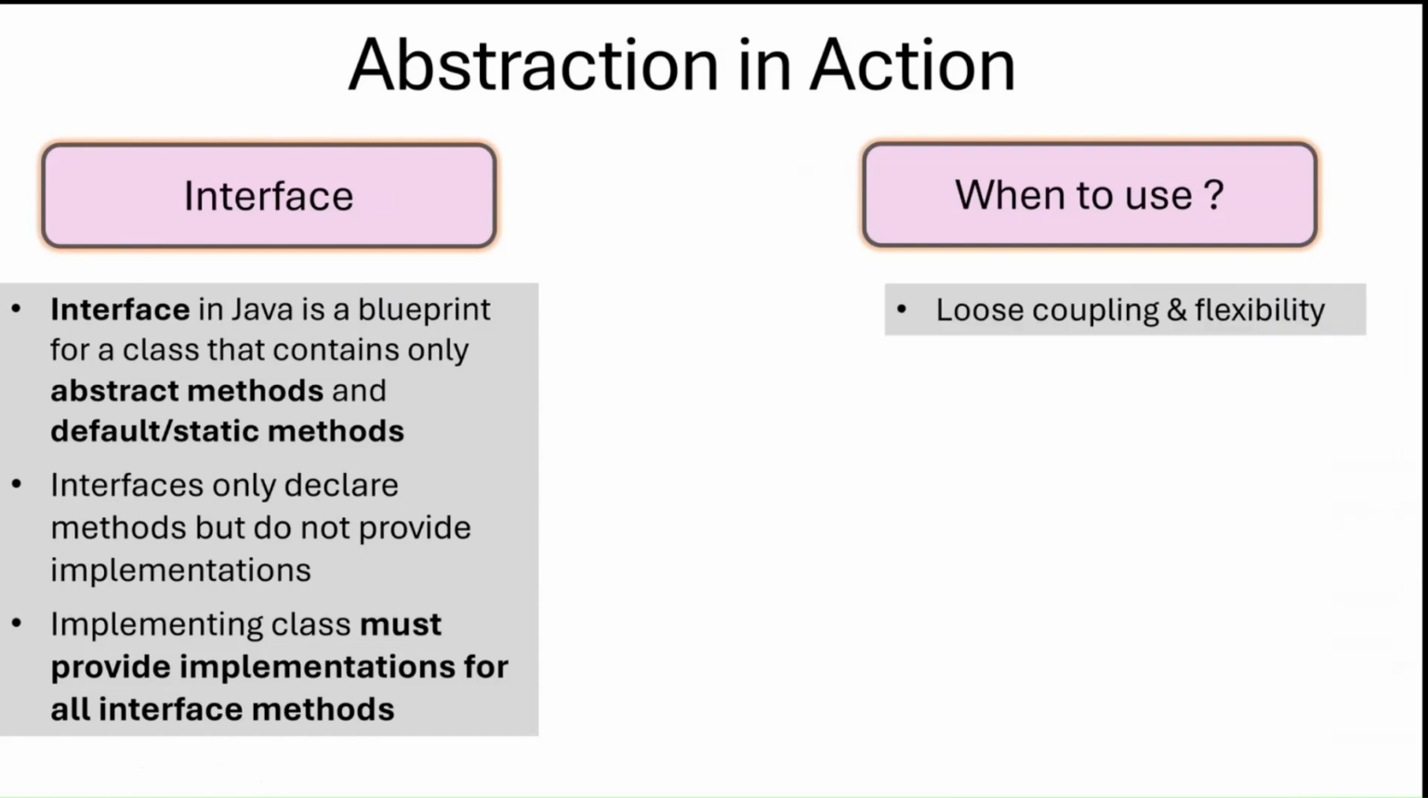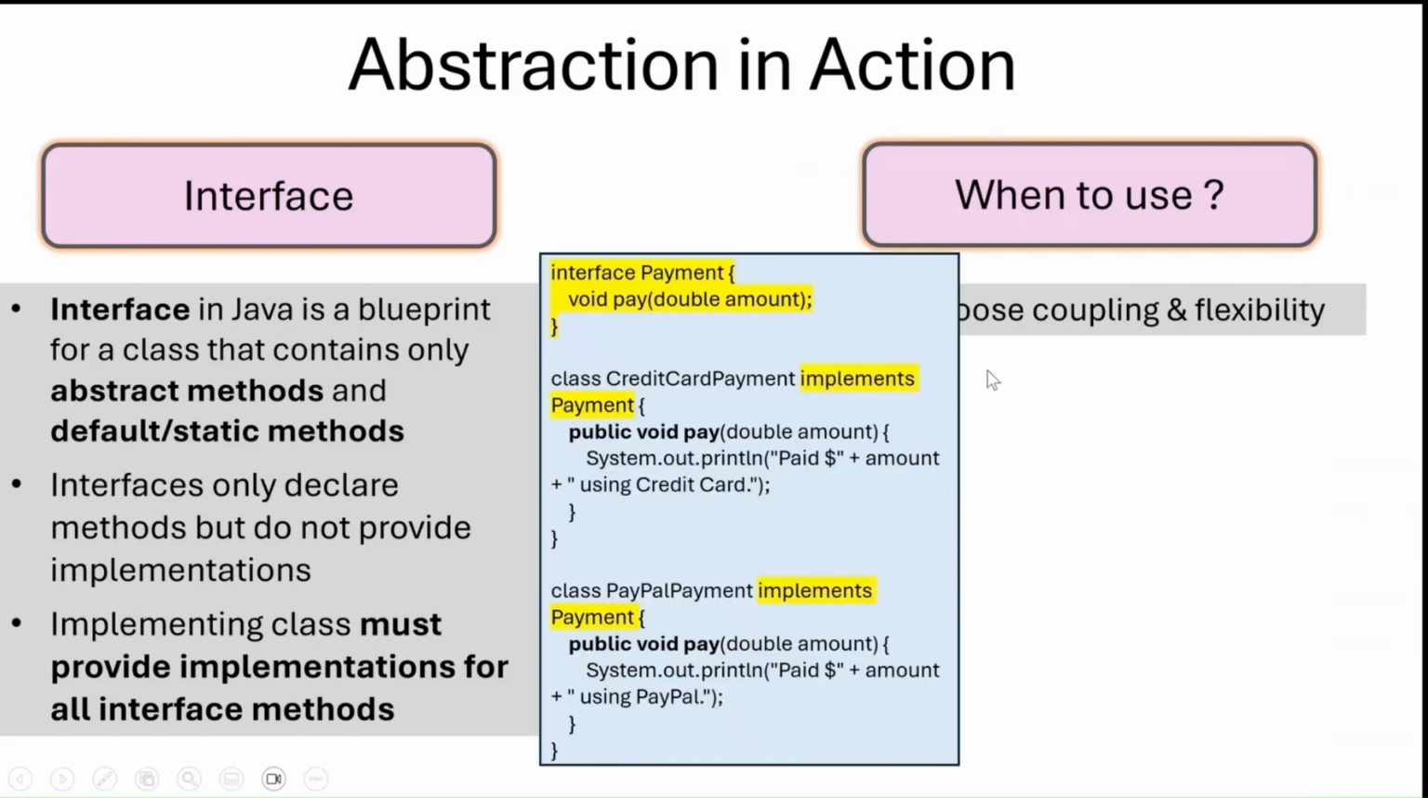Loose coupling and flexibility. So if we see here, the Payment interface will have a pay method. There are two classes, CreditCardPayment and PayPalPayment. They are implementing the Payment interface, and they will have to override and have their own pay logic, right? The pay method, which is there in the interface. They are enforced to implement that pay method.